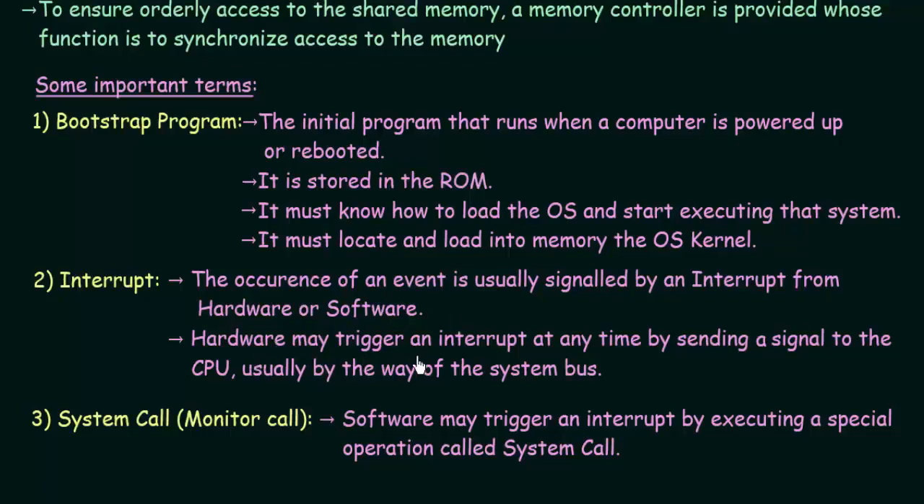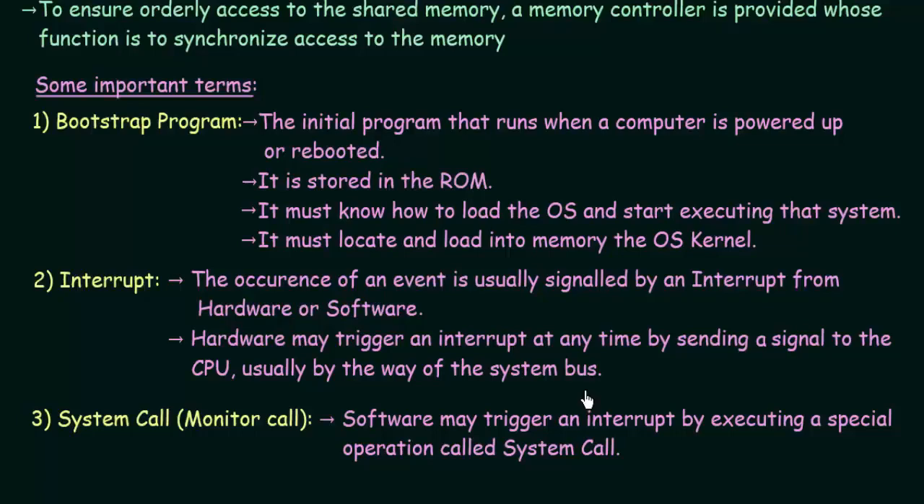The hardware may trigger an interrupt at any time by sending a signal to the CPU, usually by way of the system bus. We have different hardware in our system, and that hardware can trigger an interrupt. It can interrupt, and how does it do that? It sends a signal to the CPU. And how can it send a signal to the CPU? By way of a system bus, through the system bus.